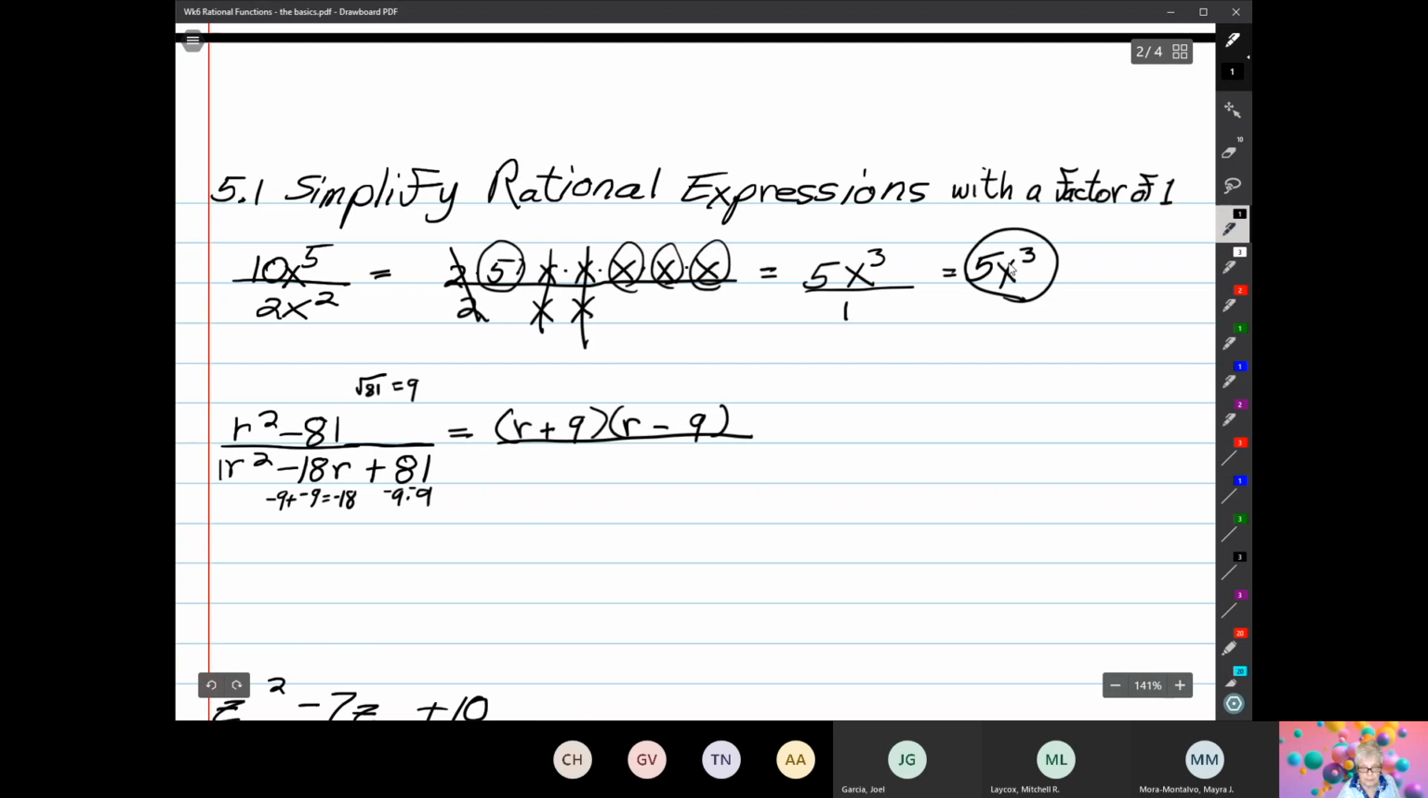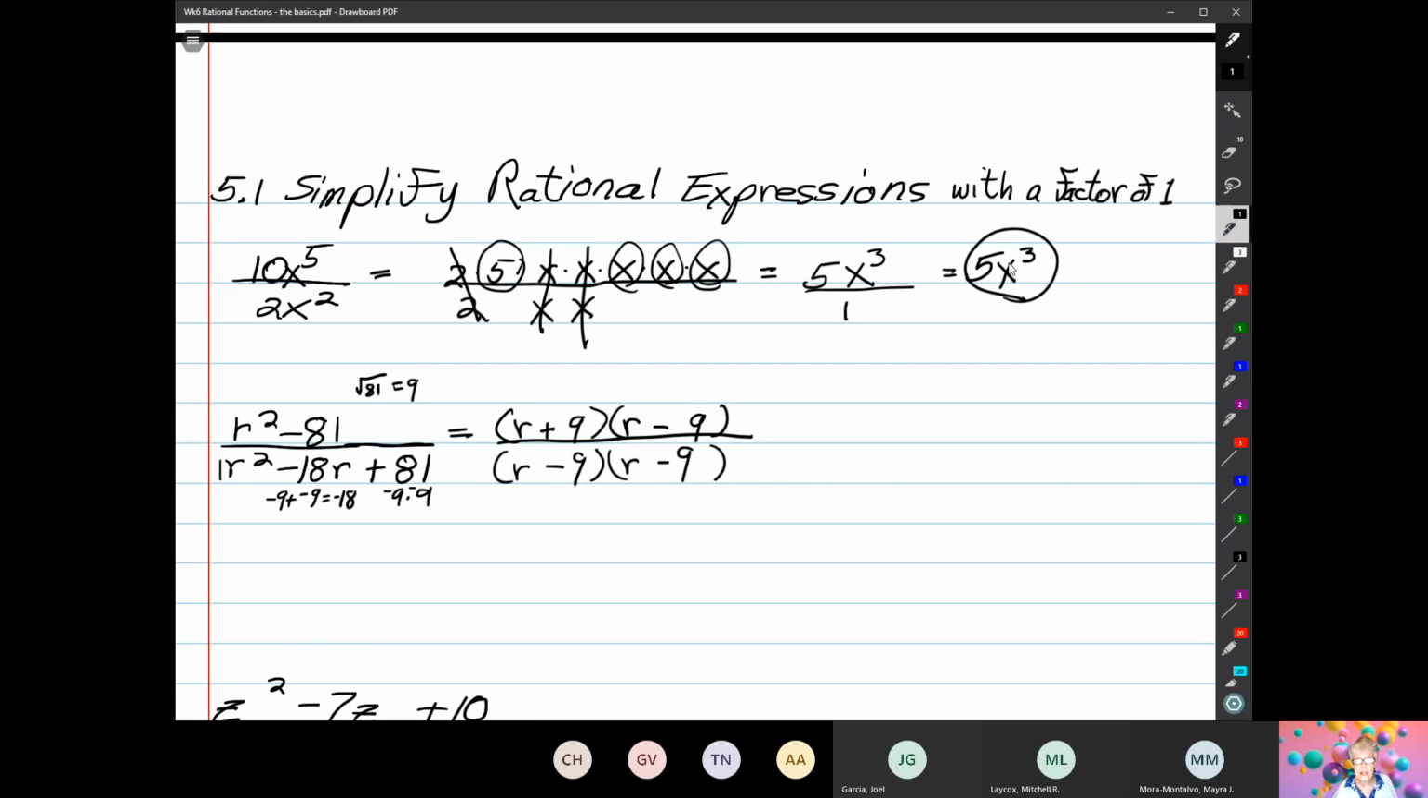So, boom, boom, boom, boom, r. I've got a minus 9, boom, boom, and a minus 9, boom, boom. That's what you do. That's why we had to talk about factoring first, because you are going to continue the factoring.